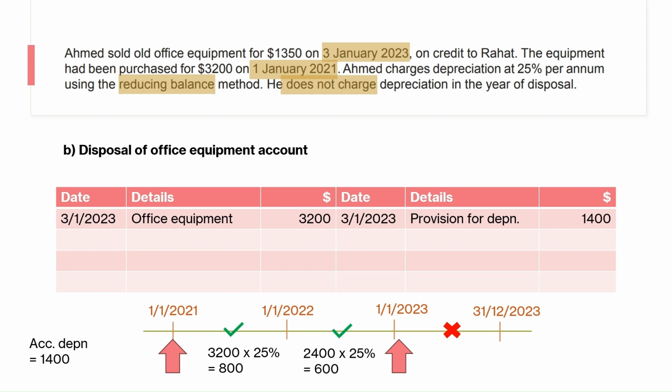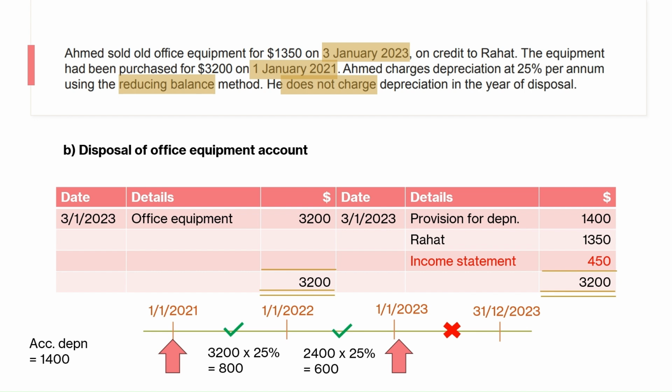Remember, the opposite entry was in the provision for depreciation account on the debit side, because we are removing the accumulated depreciation for that asset. Then receivables, saying Rahat, the amount is 1350. So now we can balance. The debit side total is 3200, which is greater than the credit side total if you calculate. So 3200, you pass the same amount to the other side and try to calculate the difference, which is 450, and that will be the amount that will be transferred into the income statement.